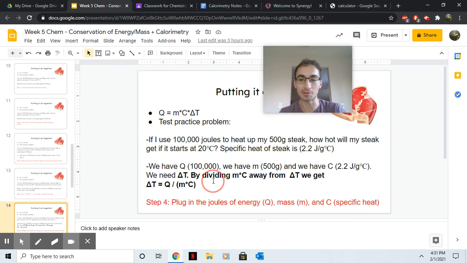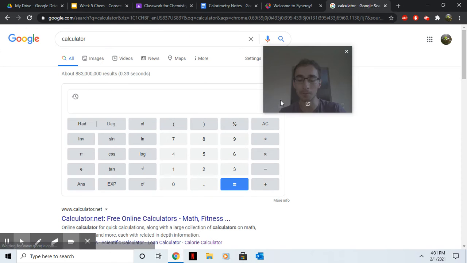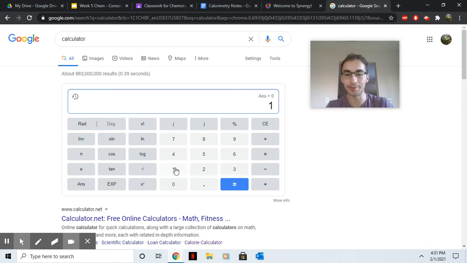Cool, and then plug in the numbers. So we know Q is 100,000. So 100,000 divided by M, which was 500 grams, times specific heat, which is 2.2. So 90.9 is the change in temp. So that steak is getting around 91 degrees hotter.